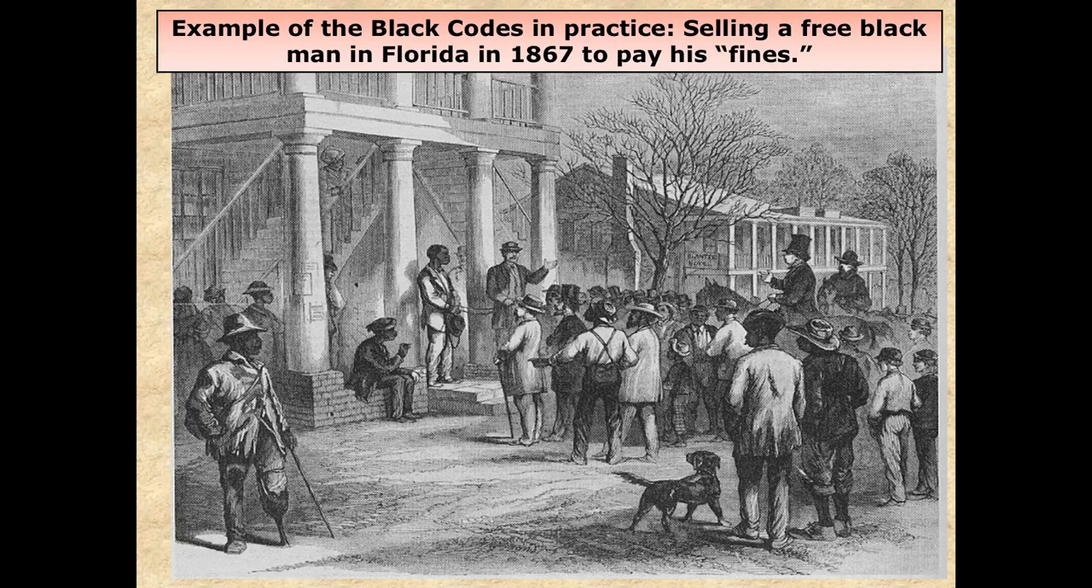So what you see here is the selling off of a man because he couldn't pay his fines. Dude, this looks like a slave auction. Seriously. And this is 1867. This is post-Civil War, post-13th Amendment.